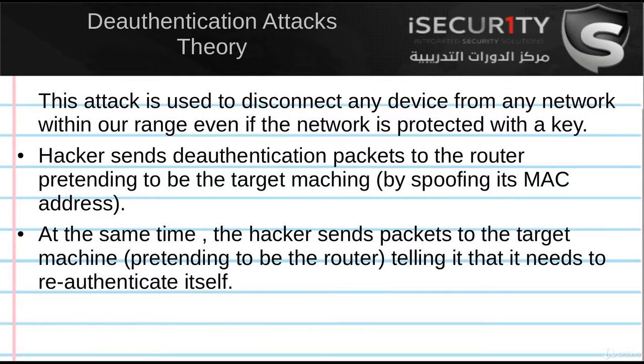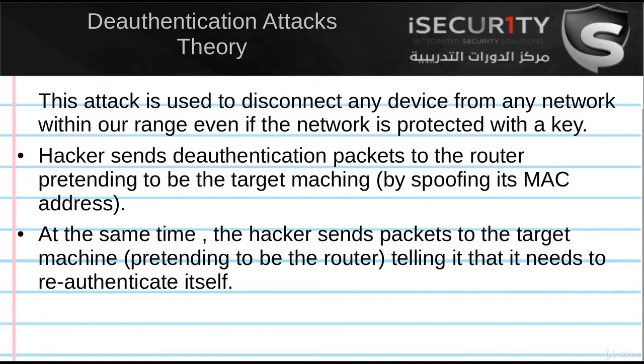The deauthentication attack is very useful. It allows us to disconnect any device from any network that is within our Wi-Fi range. To do this, we're going to spoof our MAC address to the target client MAC address. So the target client is the client that we want to disconnect. We're going to pretend to be him, and we're going to send a deauthentication packet to the router. So we're going to tell the router, I want to disconnect from you.